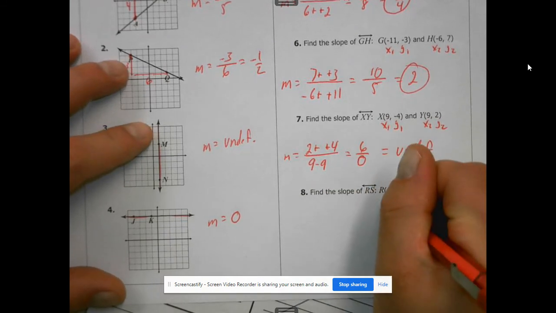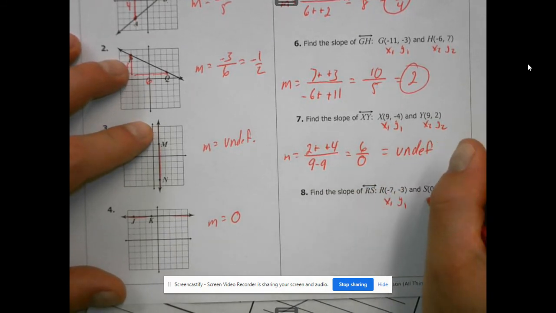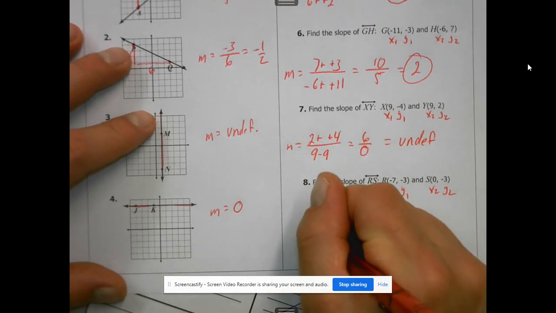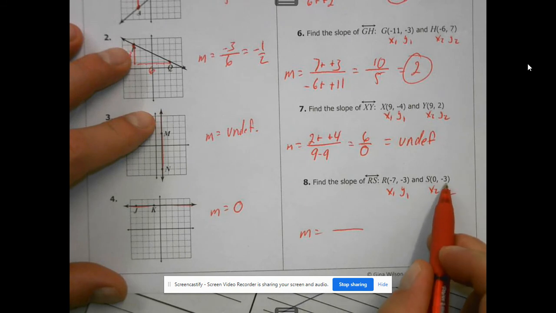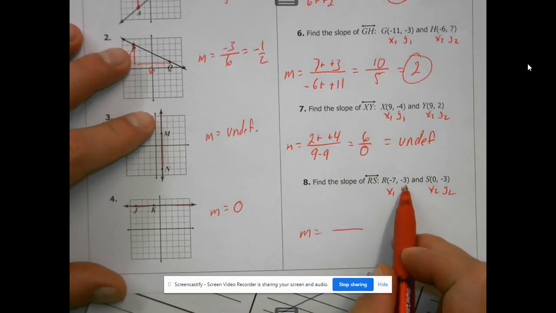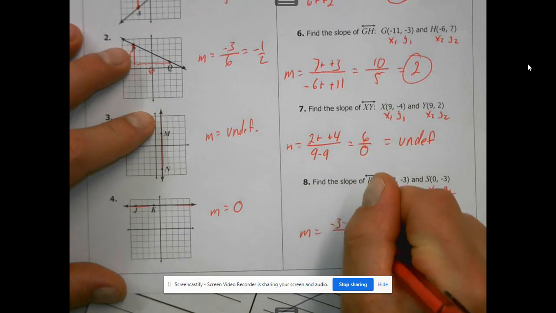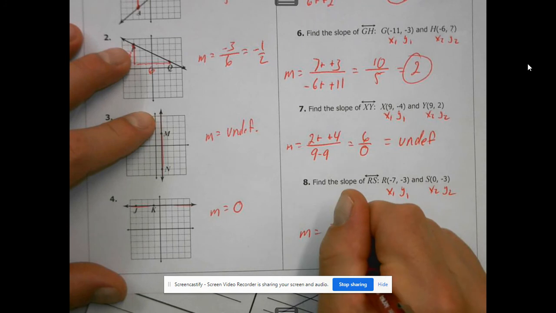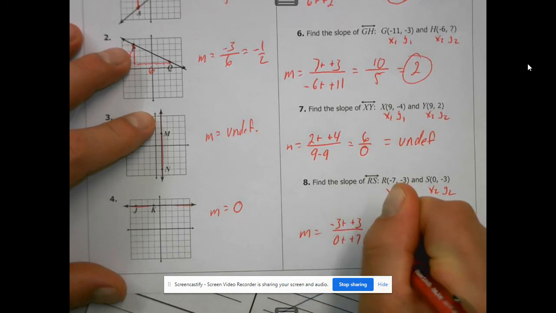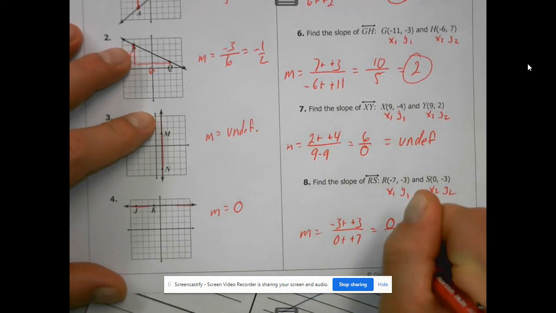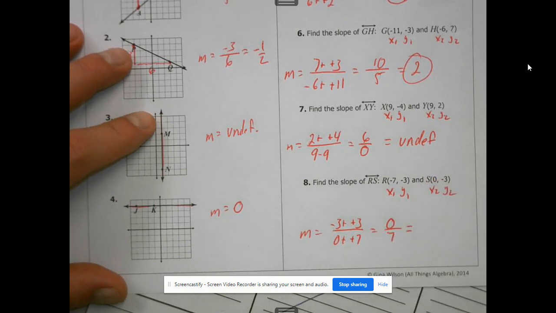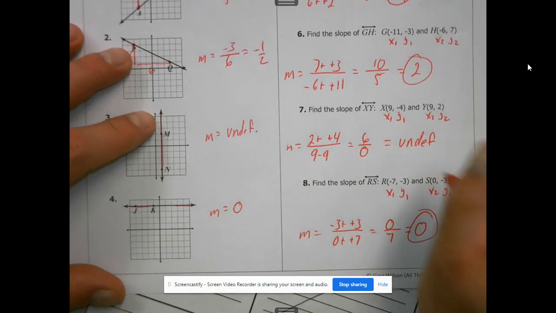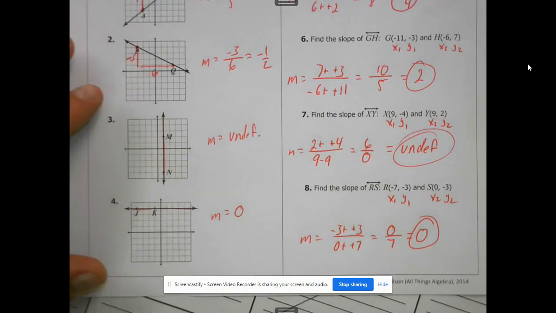Number 8. X1, Y1, X2, Y2. Y2 minus Y1, negative 3 minus a negative 3, plus plus. Bottom, 0 minus negative 7, plus plus. Up top I have 0, bottom I have 7. 0 divided by anything is always going to come out to be 0. That is your slope. And that is your slope review.